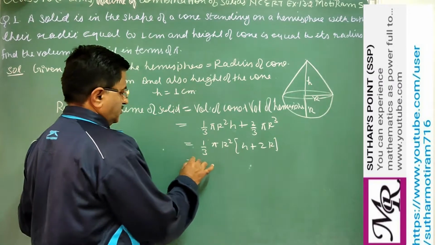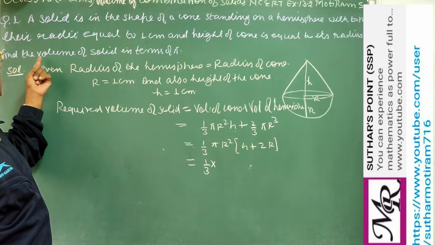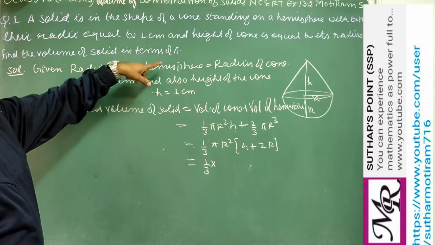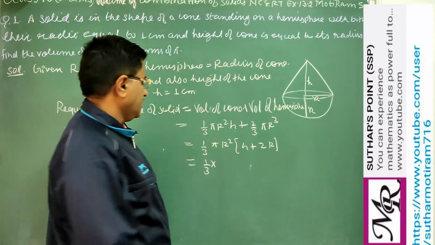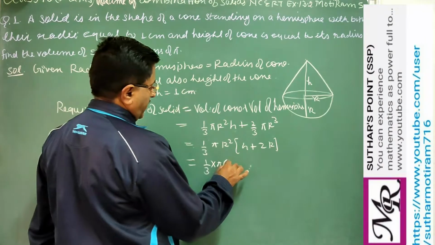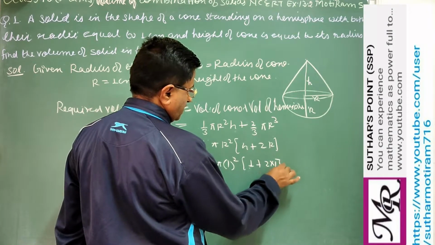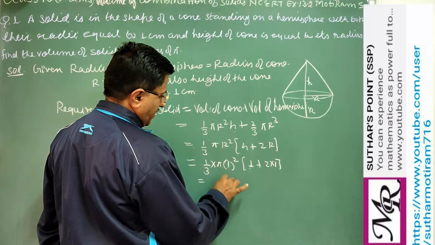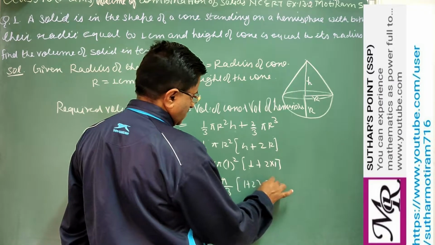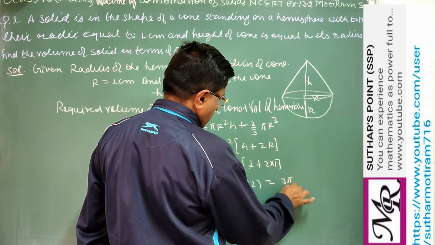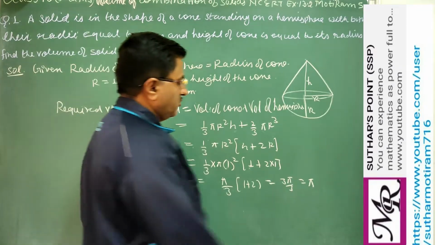Now substituting all these values we get, and in terms of pi, the question says you need the volume of the solid in terms of pi. So there is no need to put the value of pi, correct? So pi as a pi, and r is 1, h is also 1. So easily calculate. Pi 1 square, that is 1. So pi by 3, 1 plus 2. So that is 3 pi by 3, which is pi. So finally we get the answer pi cubic.